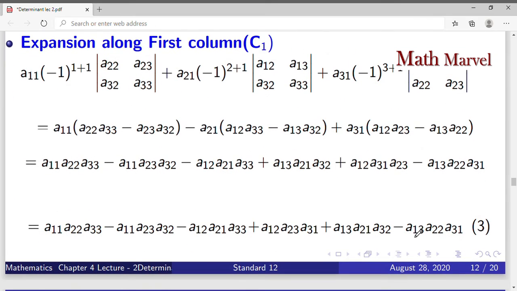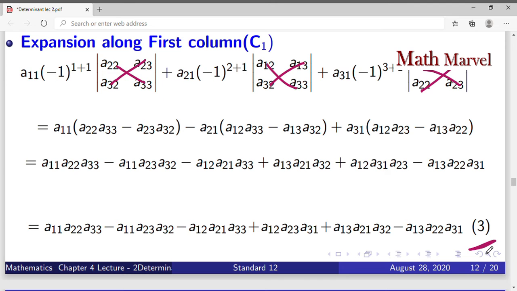Now simplify this. Here a positive sign: a11 times (a22 a33 minus a23 a32). Here a negative sign, so minus a21 times (a12 a33 minus a13 a32). Again here a positive sign, so plus a31 times (a12 a23 minus a13 a22). Now open the brackets and rearrange it. So this is equation number 3.